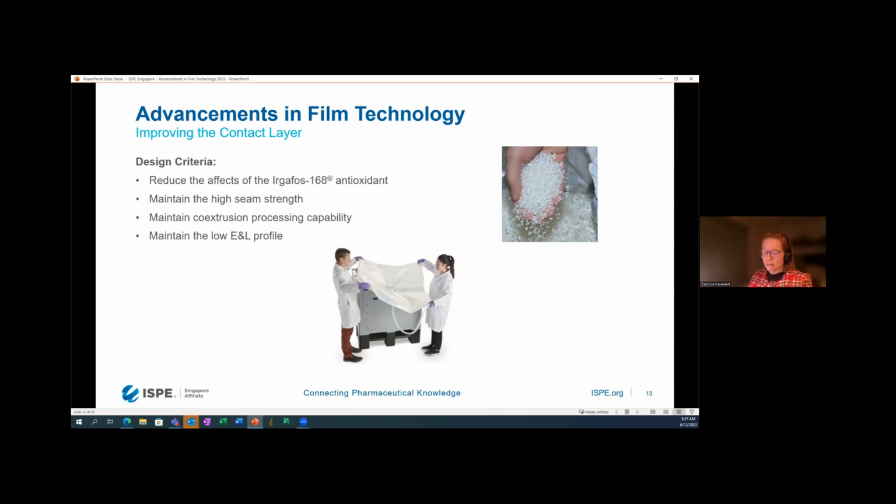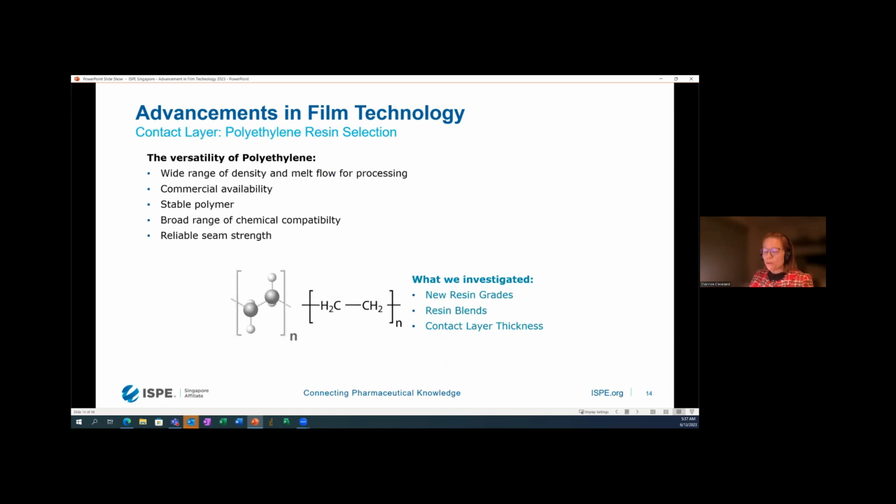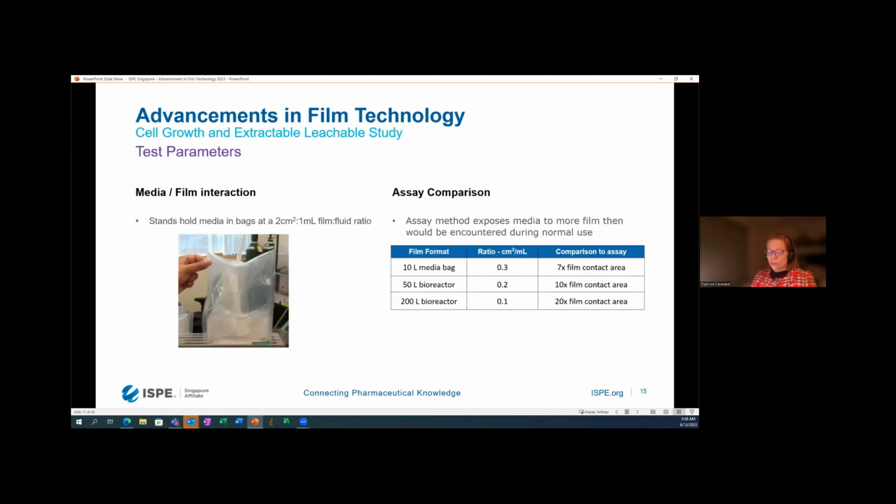We chose to use a polyethylene resin for our contact layer due to its availability, stability, chemical compatibility, and its wide range of density and melt flow for processing. Polyethylene also has a history of providing robust seam strength. Within the polyethylene family, we explored new resin grades, blends, and thicknesses.